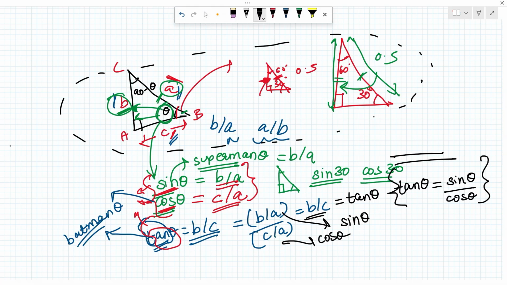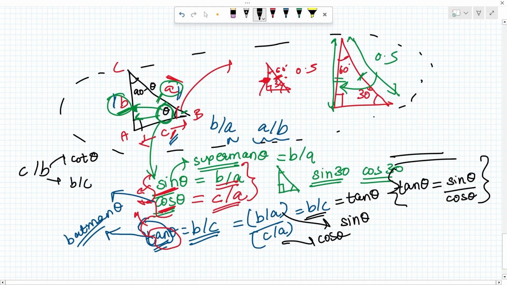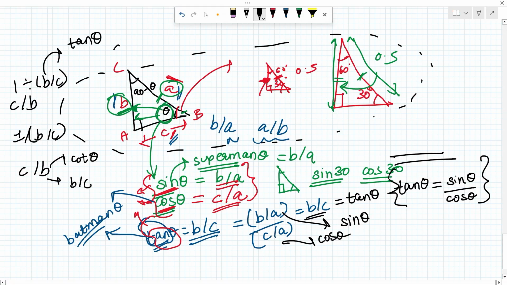Again, who stops us? Why define b by c? I can define c by b also as a ratio. Even that should remain constant no matter how big a triangle is. So I'm just going to give it the name cot theta. But note that c by b is just a reciprocal of b by c, right? It's just 1 divided by b by c. So 1 divided by b by c, that is c by b. But b by c we defined as tan theta. So your cot theta just becomes 1 divided by tan theta.